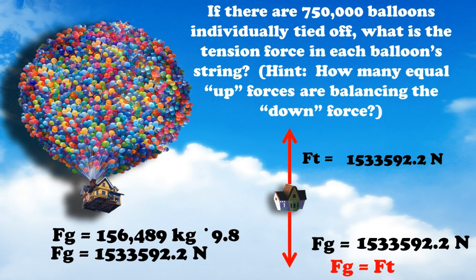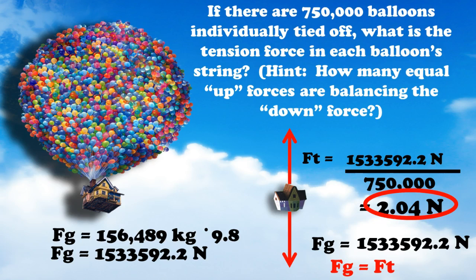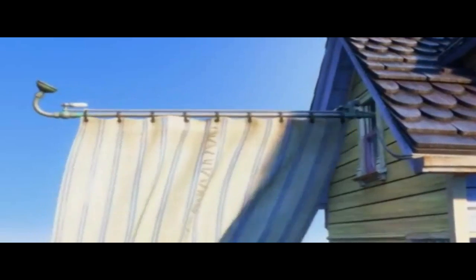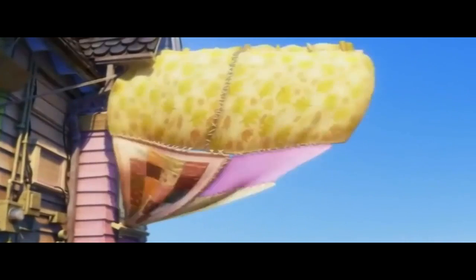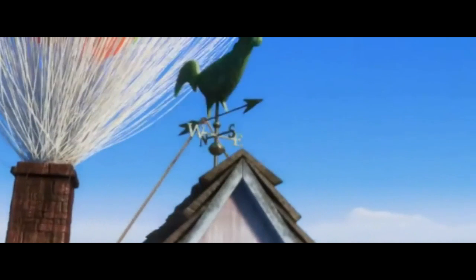So I would take 1,533,592.2 newtons and divide it by 750,000. That's going to give me an individual force for each string, a tension force, of 2.04 newtons. In the movie, Mr. Fredricksen's house doesn't just fly up, it can fly forward as well. So we are seeing vertical and horizontal forces at work.